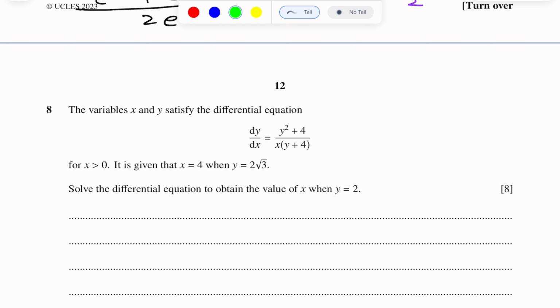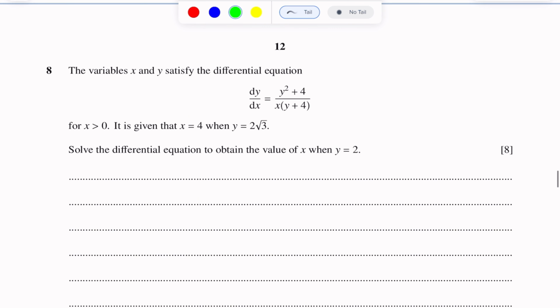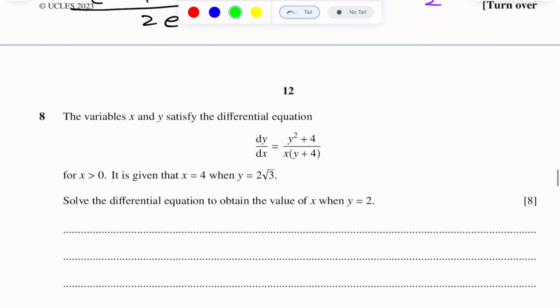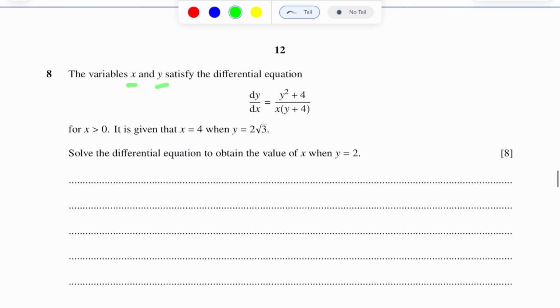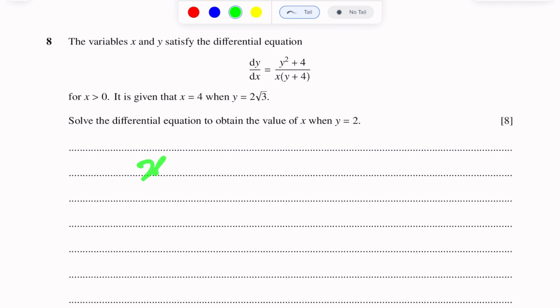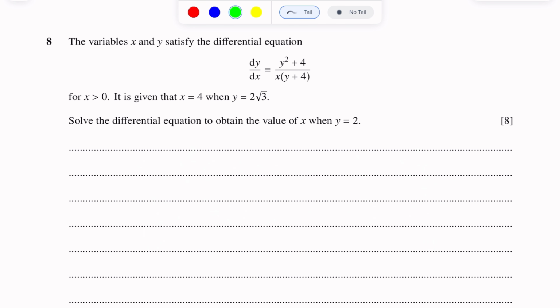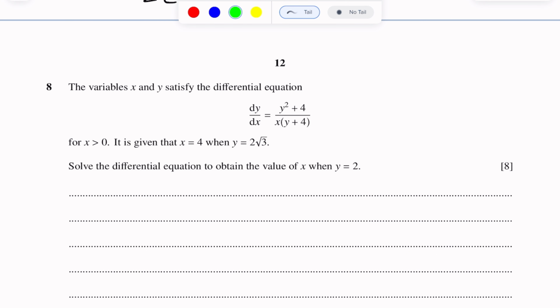So first of all, we will rearrange and separate the variables x and y. With x terms there will be dx, and y terms will be attached by dy. This is the first step of solving the differential equation.